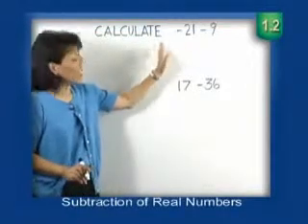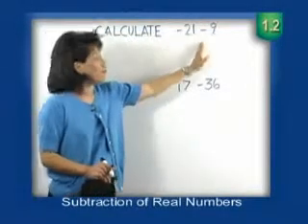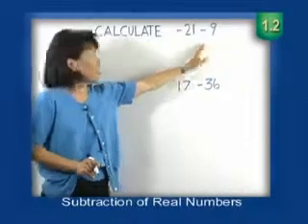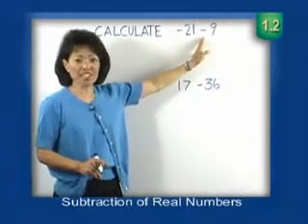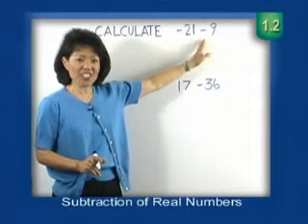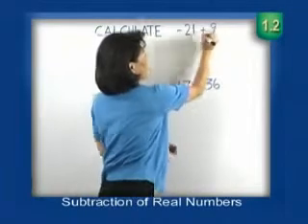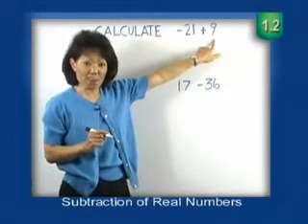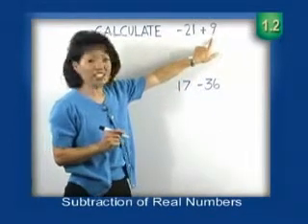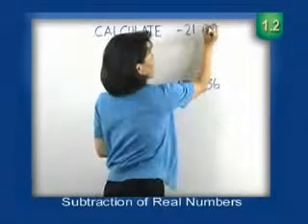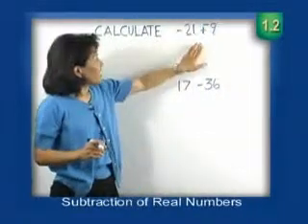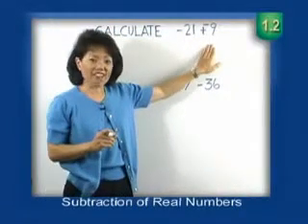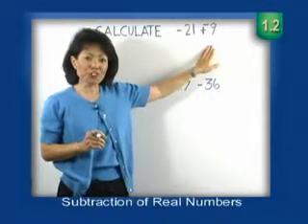We're going to calculate negative 21 minus 9. Again, what we're doing is subtracting real numbers. Again, the rule for subtraction: change the subtraction sign to addition. Change the sign of the number being subtracted to the opposite sign that it is. It's positive 9 here, so we'll make it negative 9. Now let's look at our problem again. We have negative 21 plus negative 9. We go back to our rules of addition.